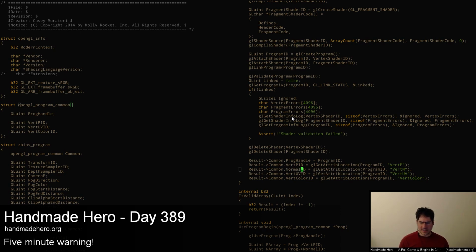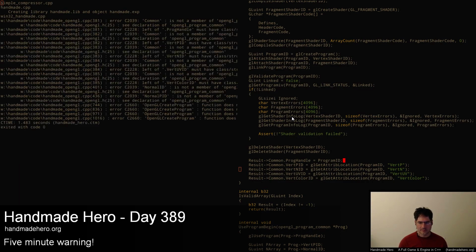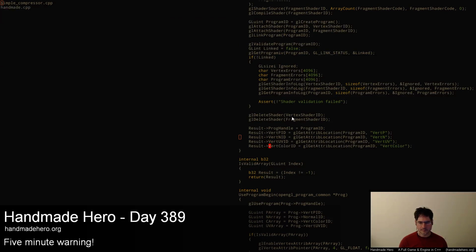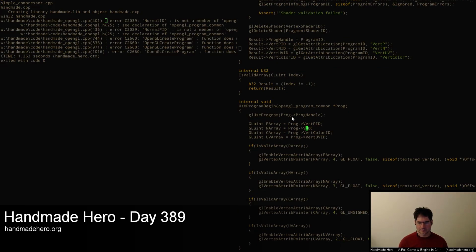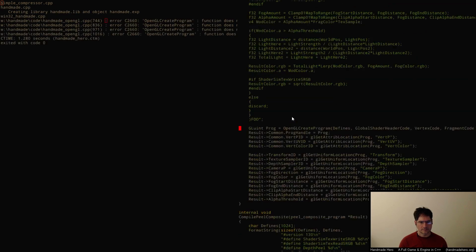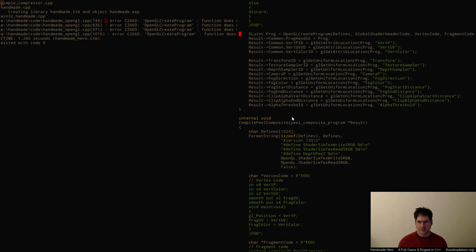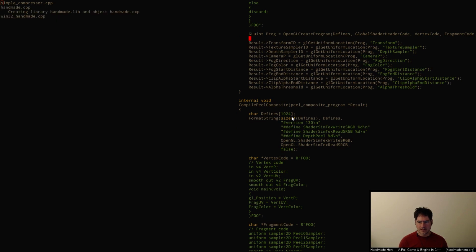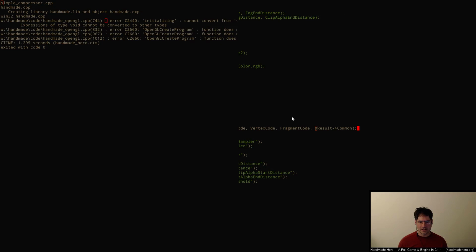I don't know why I didn't call that vert n. I probably should have. Vertnid. But that seems a lot saner to me. So I think I'm just going to do that. Okay, and then we've got our OpenGL create program here now, and I think we can just get rid of all of this stuff. So basically result common is now going to be written into directly, and this thing only has to get the stuff that's actually specific to it.